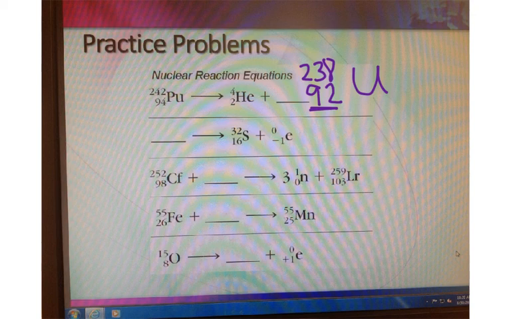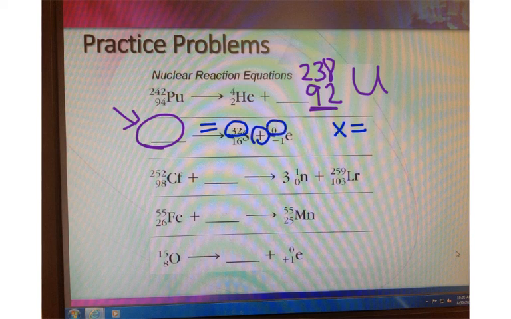Now to do the next one. Okay, so once again, we're just solving for this guy, because that's the blank. So it doesn't matter which side, as long as you're just looking at the blank. So what number equals 32 plus 0? So 32 plus 0 is equal to 32.